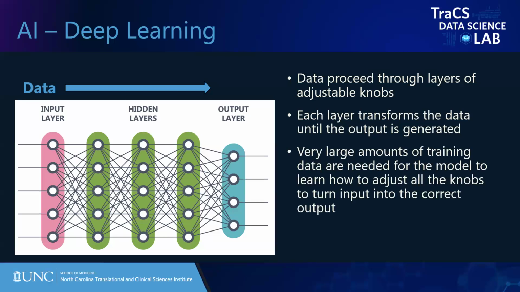Because there are so many adjustable knobs in deep learning models, and they interact in such complex ways, you usually need very large amounts of training data so that the model can learn how to adjust all of these different things to get effective predictions. But just as before, we can use a set of test data to see how accurately the model is actually performing, how well it generalizes on new data after it's been trained on all of your examples.